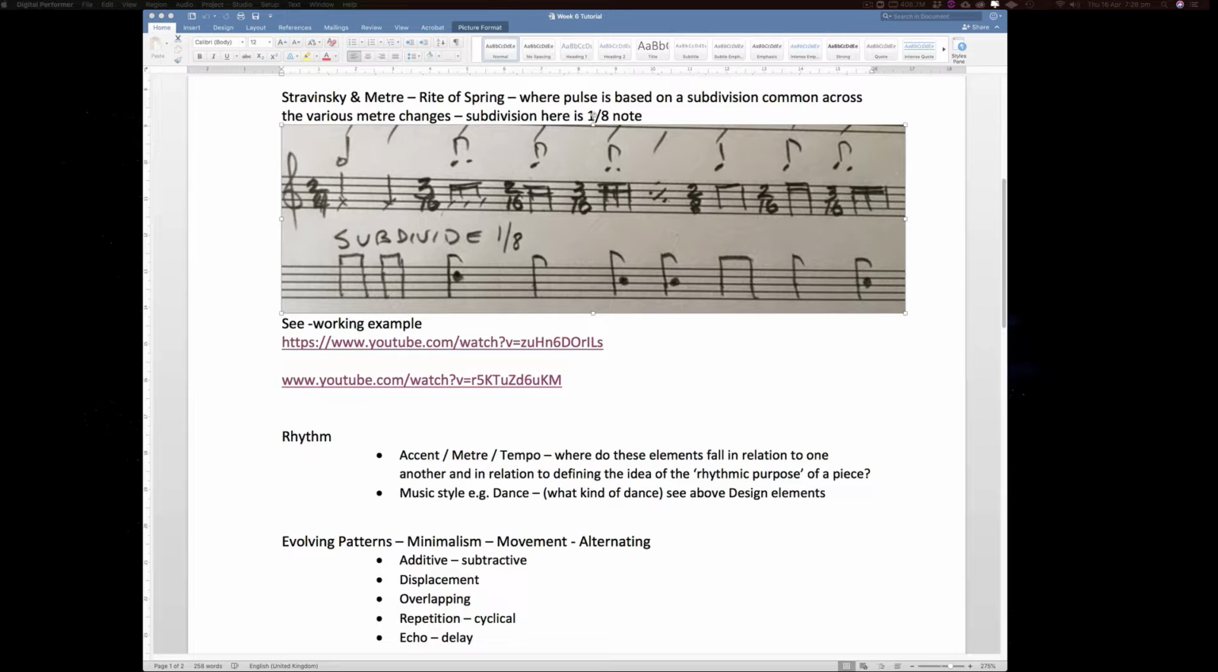And if we think about it as eighth notes, it's 1, 2, 3, 4, 1, 2, 3, 1, 1, 2, 3, 1, 2, 3, 1, 2, 1, 2, 3, 1, 2, 3, 4, 1, 2, 3, 1, 2, 1, 2, 3, 1, 2, 3, 1, 2, 1, 2, 1, 2, 3.